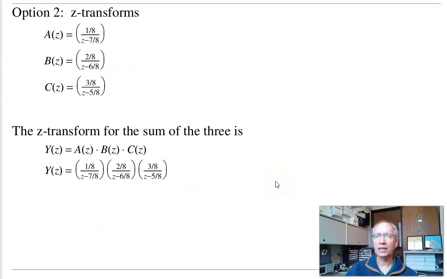A second way to get that answer is z-transforms. Here's the z-transform of A, z-transform of B, z-transform of C. Add them all up. In the z-domain, I multiply. So this is the z-transform for the sum of A, B, and C. Now take the inverse z-transform.